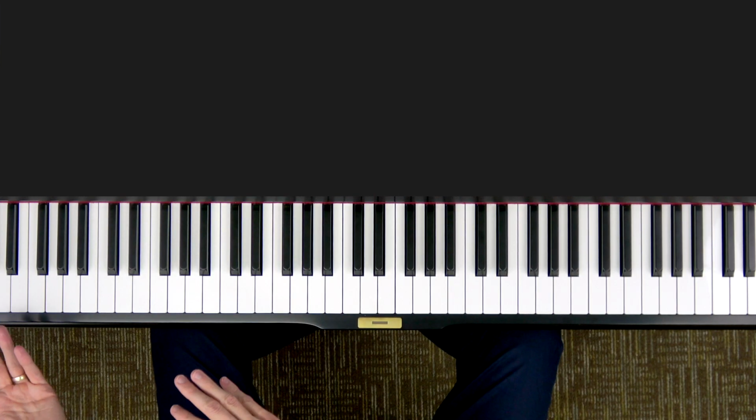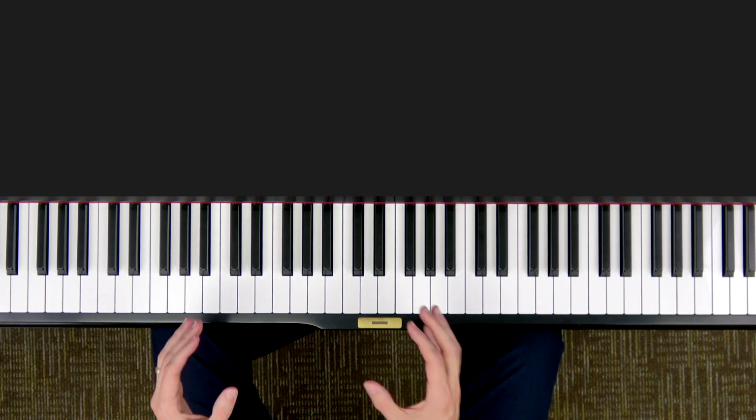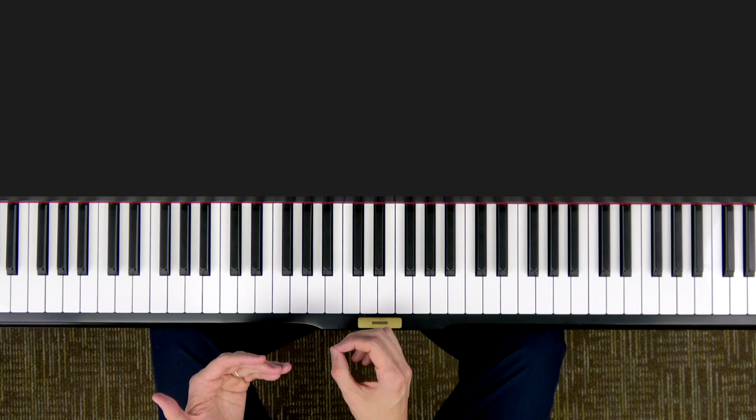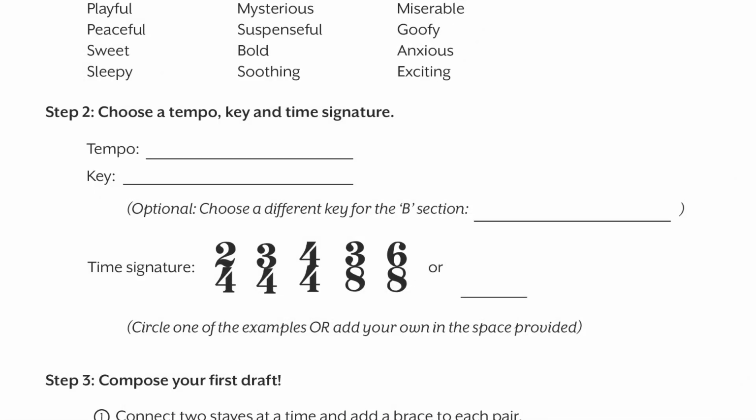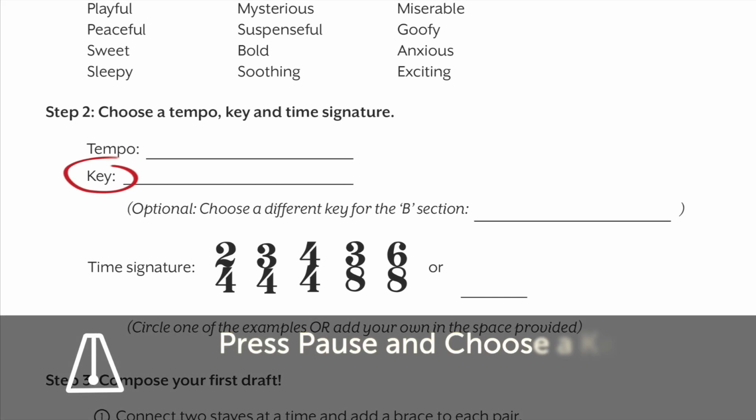So you can either do relative, you can do parallel, but choose a key that has some relationship to each other. Now, it's time to pause the video and choose a key or keys for your composition.